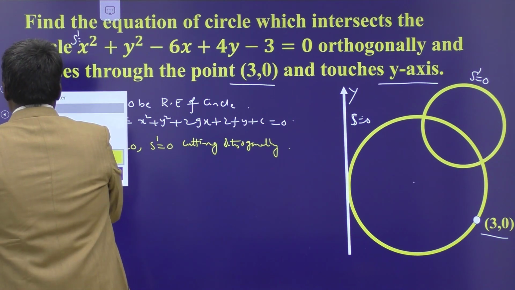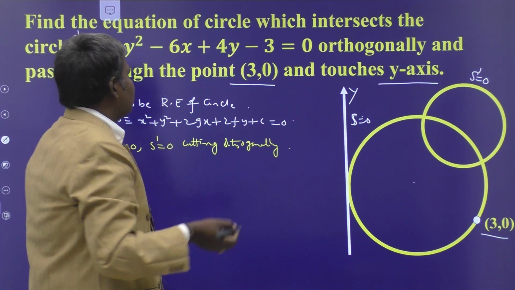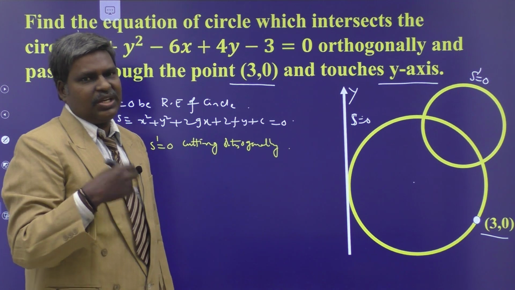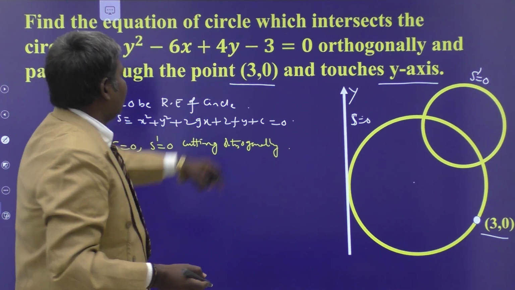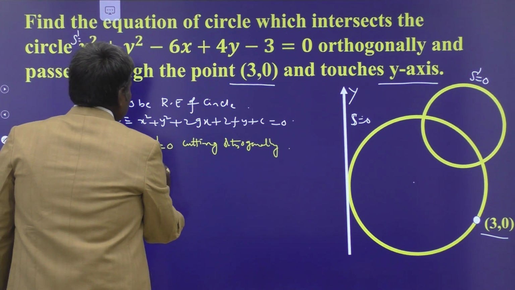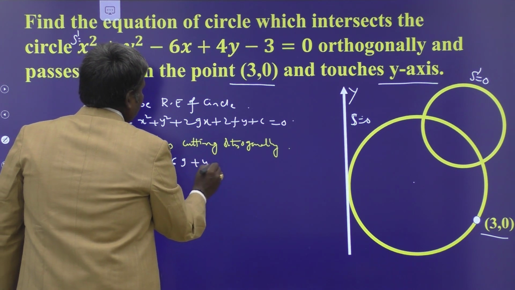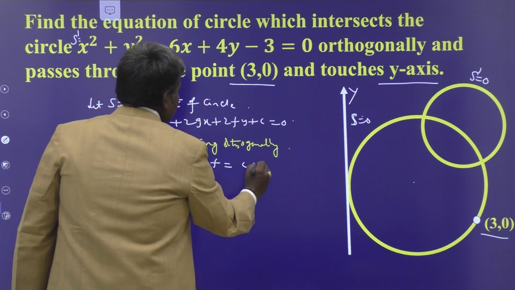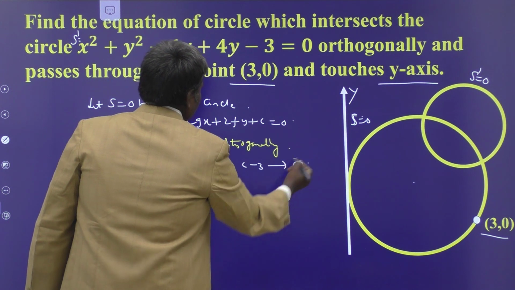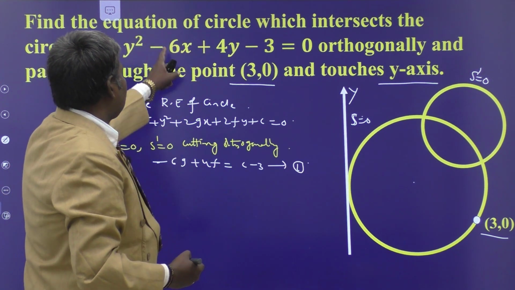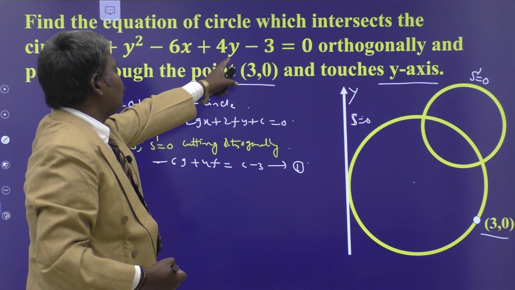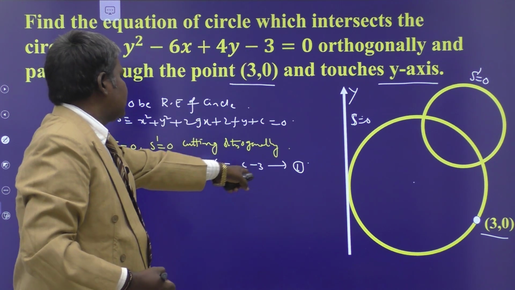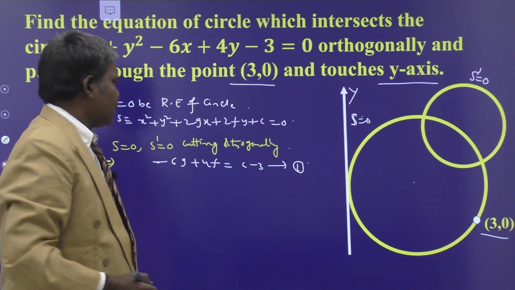Implies what happened? 2 into gg dash plus ff dash is equal to c plus c dash. By applying that condition, what do we obtain? Minus 6g plus 4f is equal to c minus 3. This is equation number 1. 2 into g into minus 3 plus f into 2 is equal to c minus 3.